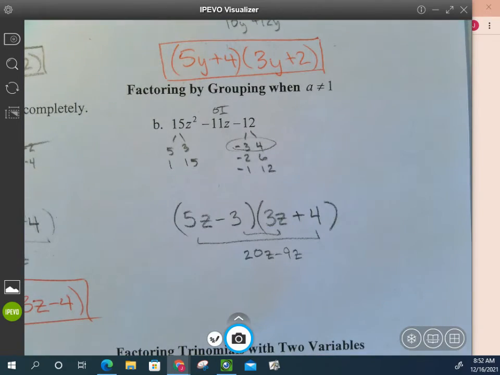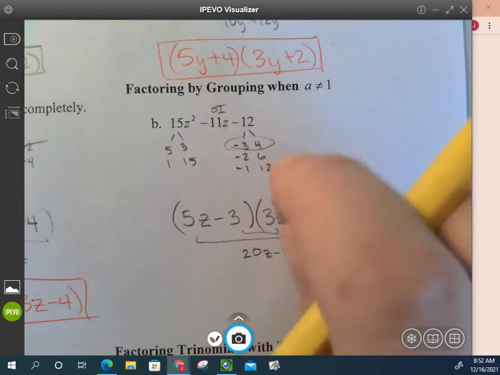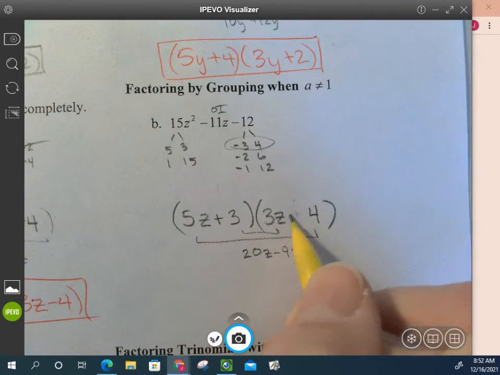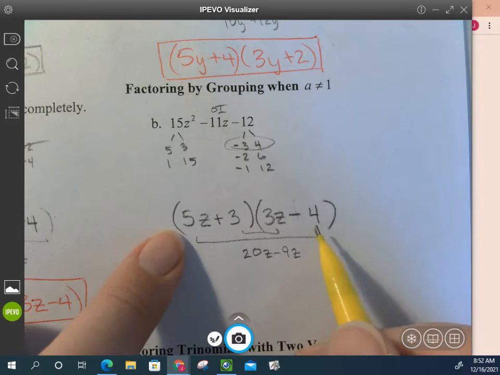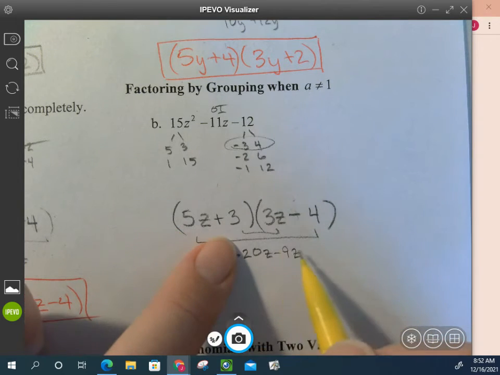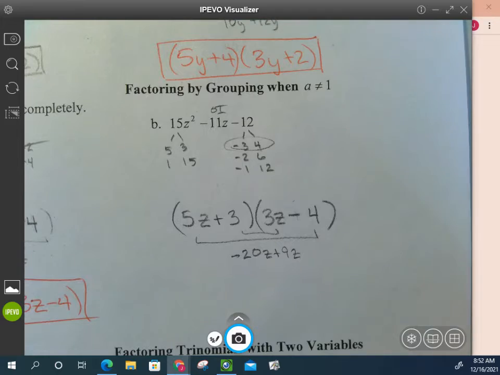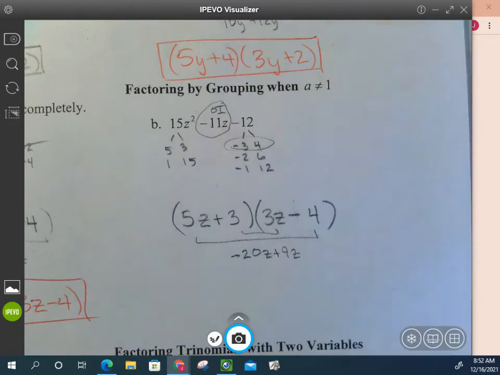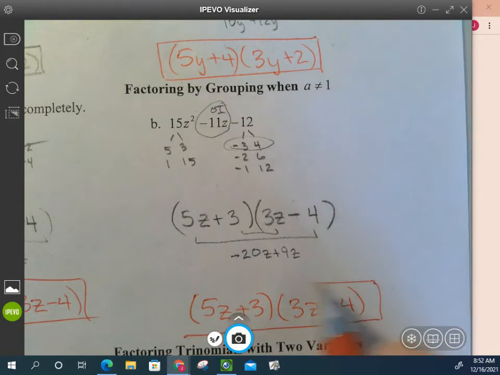So I got the right number, just the wrong sign. So what do I do? Flip your signs. So wrong number, flip numbers, wrong sign, flip signs. So now look, I get a negative 20, I get a positive 9, there's my negative 11 that I wanted. All right, so I'm just going to rewrite my final answer. 5z plus 3 and 3z minus 4. So that was pretty nice.